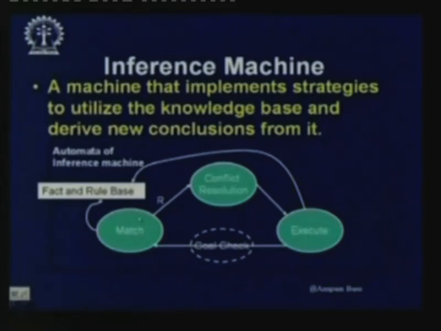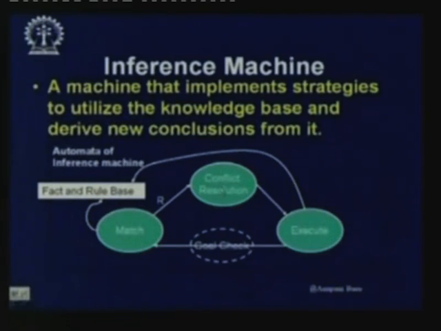Now how is it being done? Here is the automata of an inference machine. There are three phases. First is the match phase, then there is a conflict resolution phase, and then there is an execute phase. In the match phase, the inference machine compares the fact base and the rule base, and it will find some rules which are matching. If no rules are matching, then we can't proceed any further. But suppose there is a set of rules which are matching, then those rules will be used by the next state, which is the conflict resolution state.